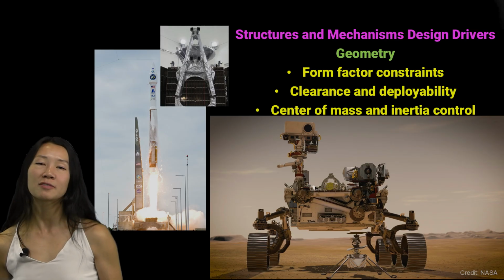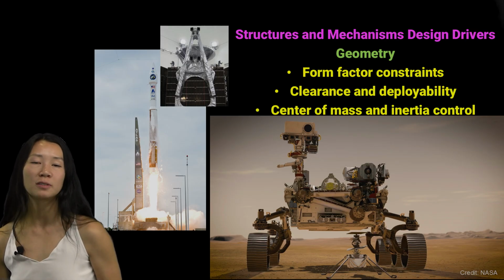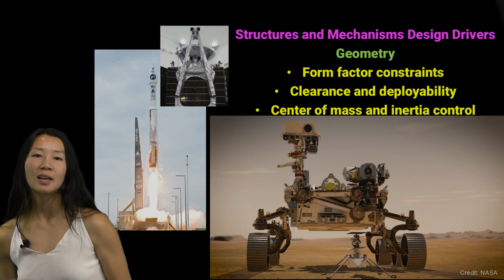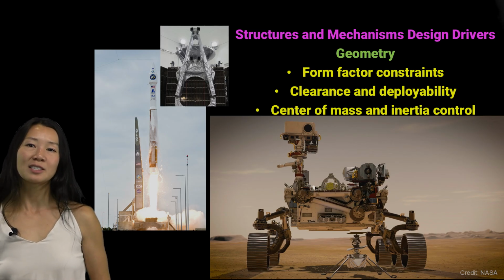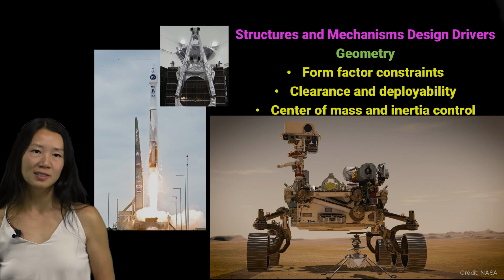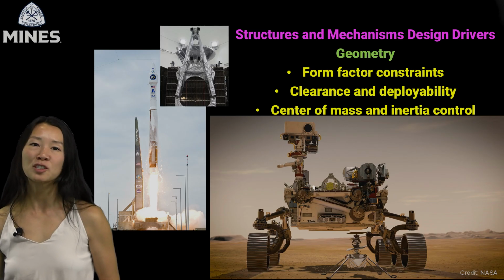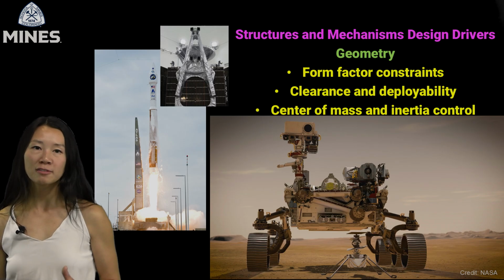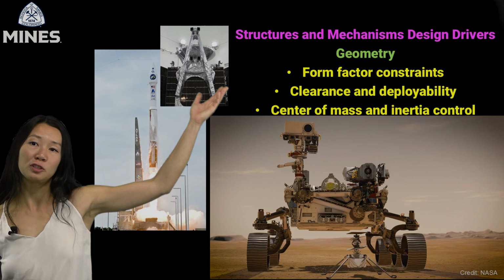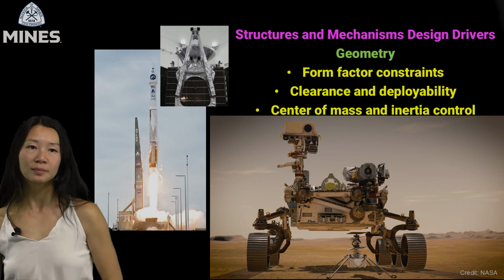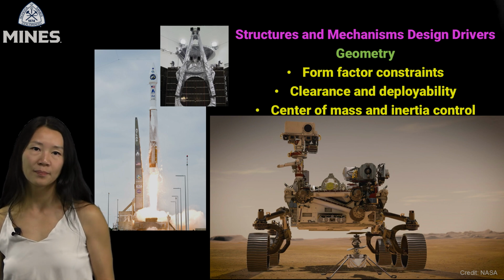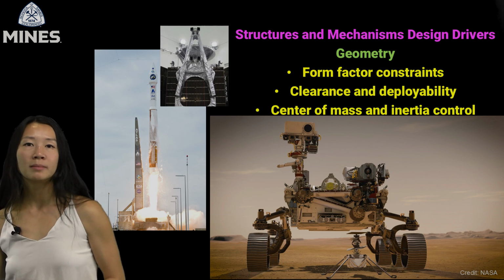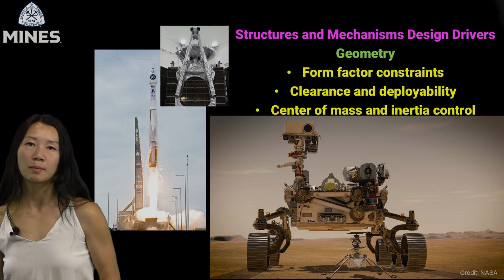Geometry is one of the most fundamental constraints that guides structural and mechanical design decisions, and it shows up in different ways across different mission types. Let's start out with form factor constraints. Historically, one of the biggest drivers is that the spacecraft needs to fit within a launch vehicle fairing. For example, the Juno spacecraft in the Atlas V, with its deployable solar panels and booms that unfold in space. That is a packaging problem, but it's also a structural design problem.